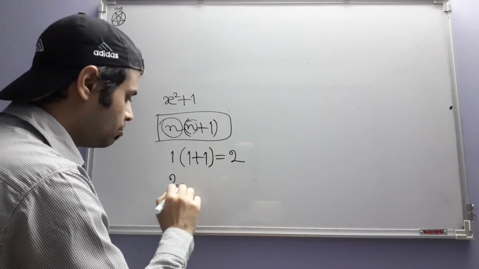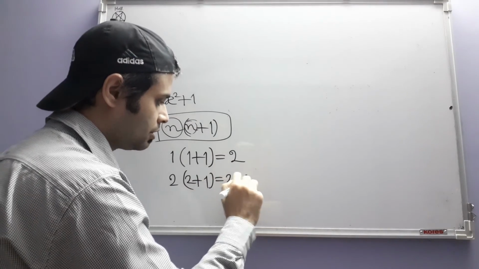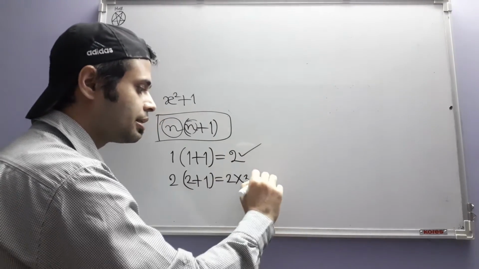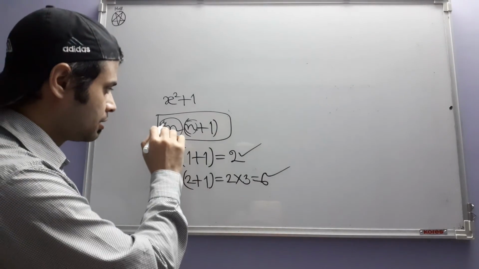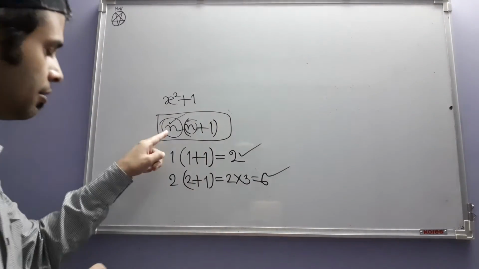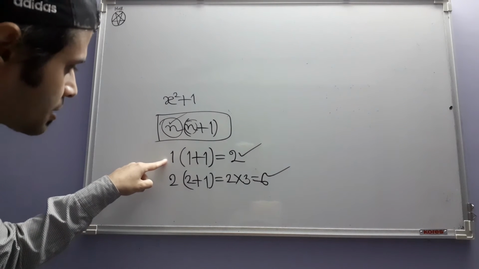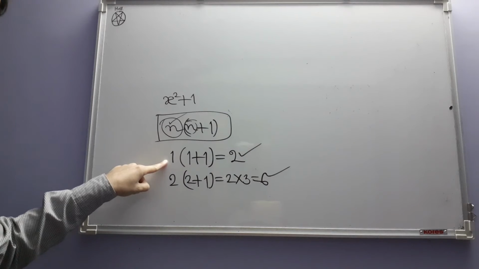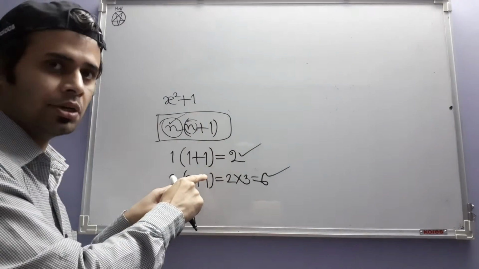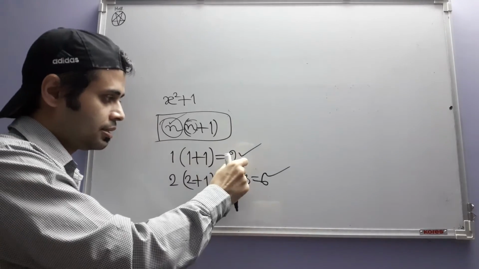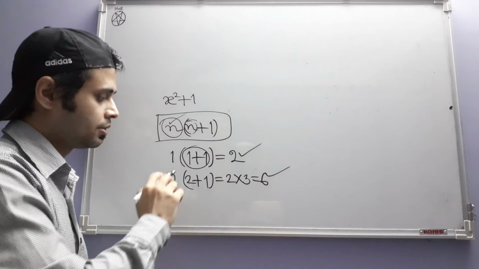Okay, 2 times 2 plus 1 is 2 times 3, which is 6. Now all these are even. But why are they even? Because when n is a positive integer, it is either even or odd. In the first case, n is odd. Now if you add 1 to an odd integer, it becomes even. So that's why this product is even, and that evenness is coming from this factor.